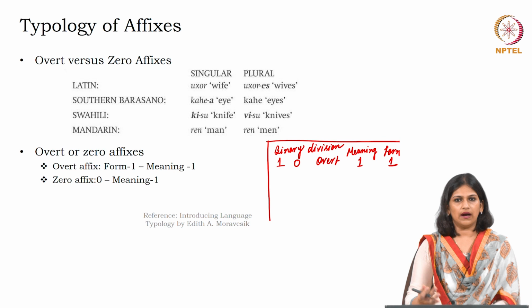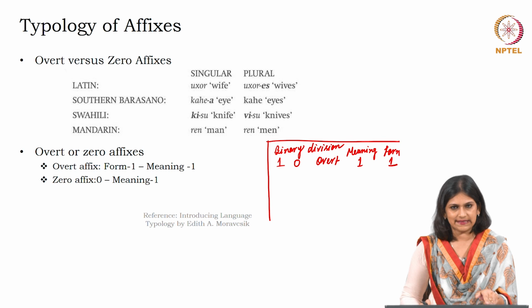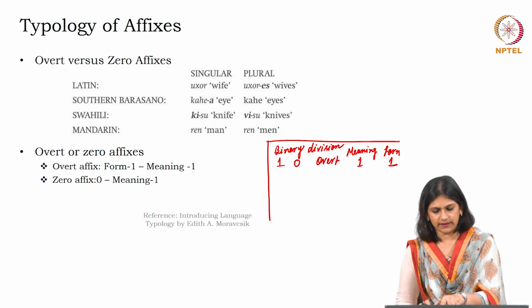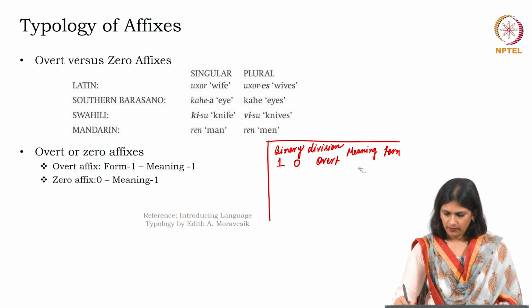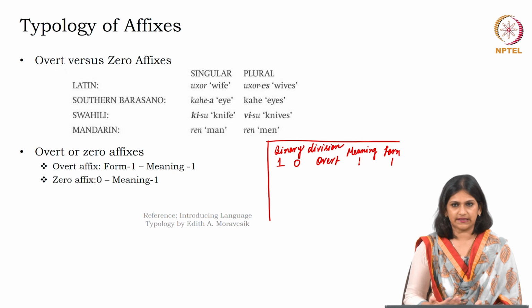How to explain this? Let's look at the example in Latin. When it is auxer, that is wife, and when it is auxores, that is wives. So this es has been overtly manifested. So it's getting 1 for the form, and it's also getting 1 for the meaning, because the meaning is also changed because of the presence of this affix.